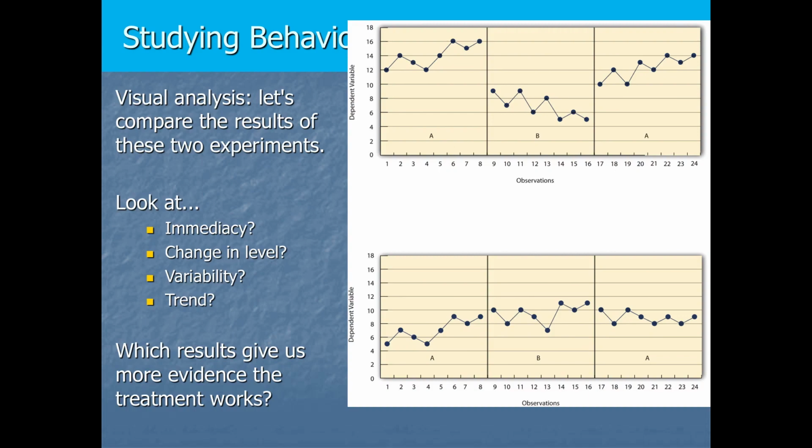If I ask you to compare these, the top version versus the bottom version, which one has more immediacy of these two? What about which one has more of a change in level? And what about variability? Specifically, if we compare how much variability there is within phases versus the difference between different phases, which one has more? And what about the trend information? Which one gives you more clear trend evidence that the treatment causes changes? I'll leave it to you to answer those.